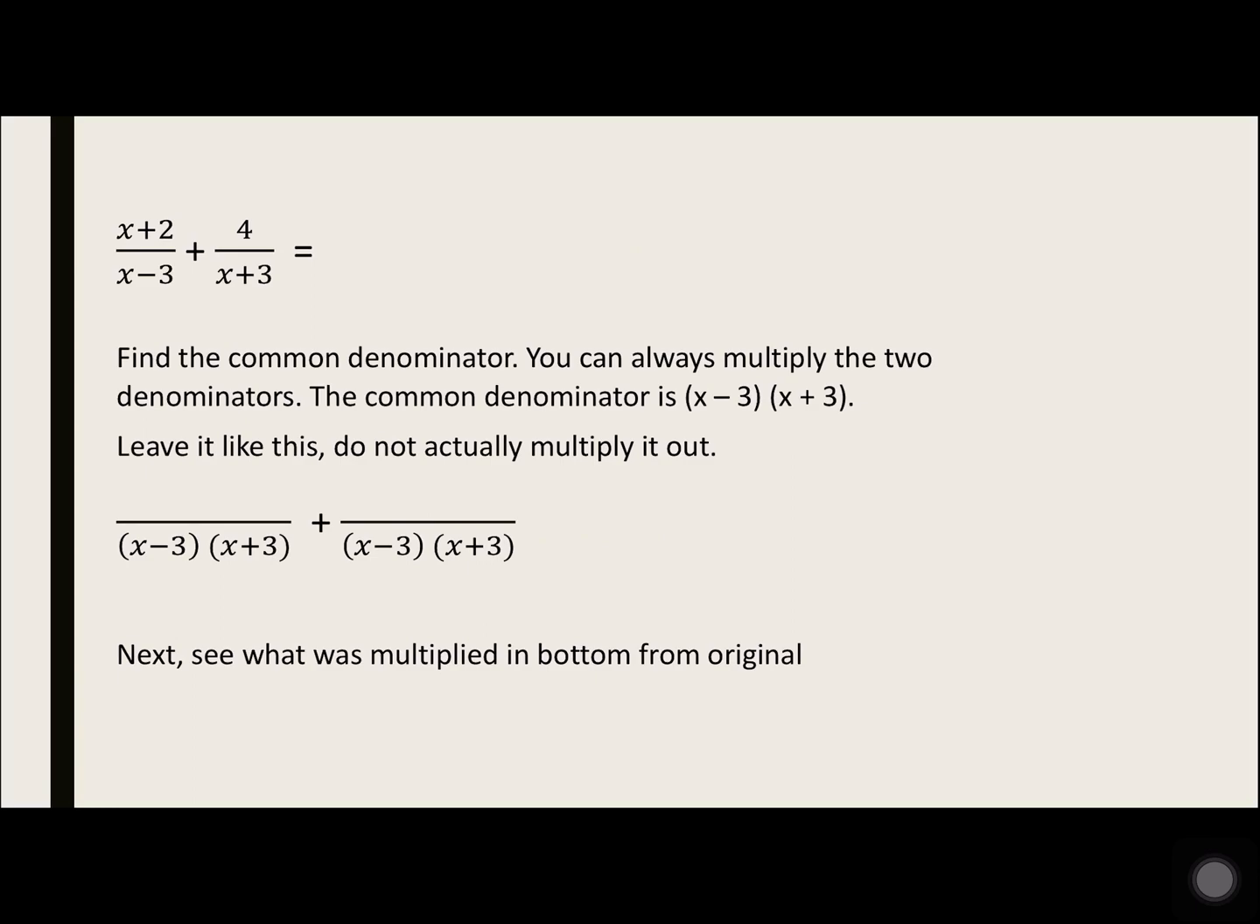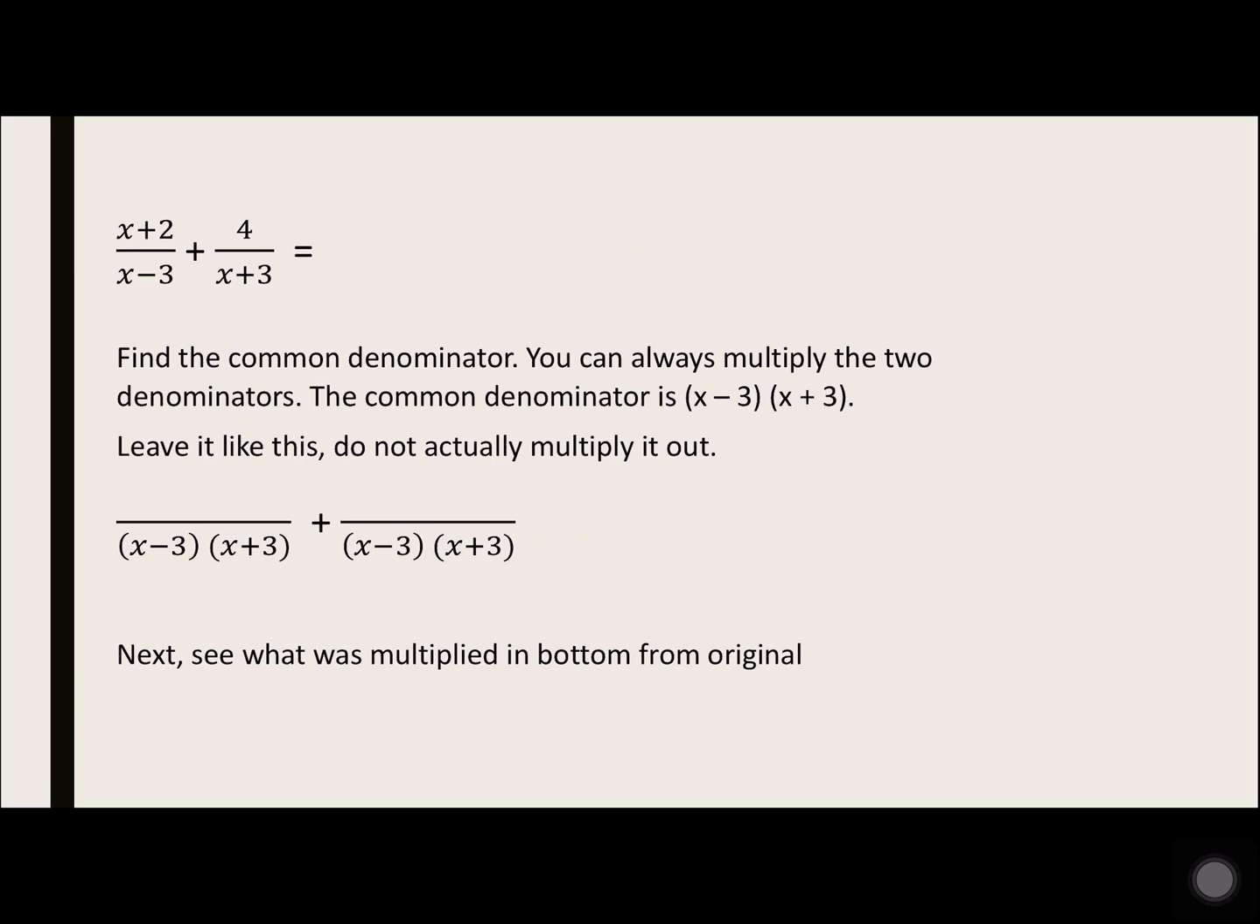(x plus 2) divided by (x minus 3) plus 4 over (x plus 3). Find the common denominator. You can always multiply the two denominators. The common denominator is (x minus 3) times (x plus 3). Leave it like this. Do not actually multiply it out. So write that common denominator twice.